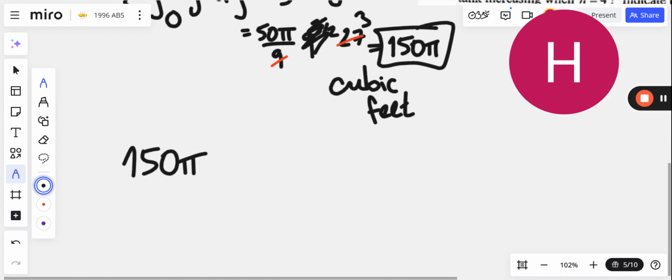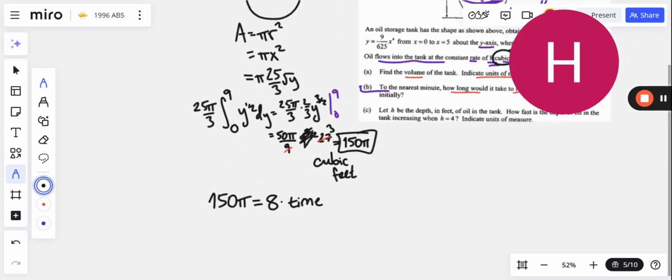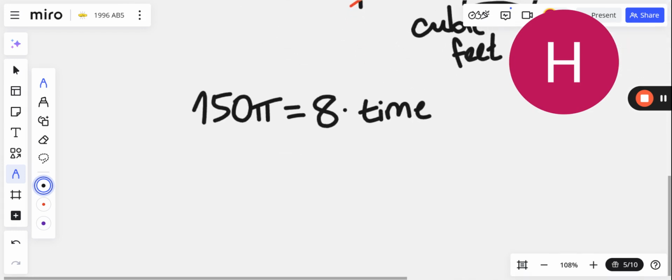150 pi cubic feet equals the rate, which is just 8, multiplied by the time. So it's 8 cubic feet per minute, but how many minutes does it take? And it wants it to the nearest minute.